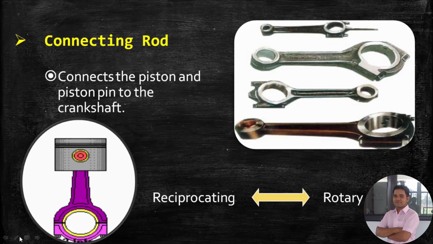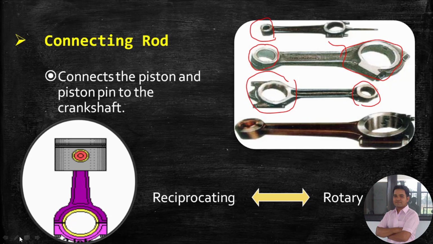Construction of the connecting rod: if we observe this picture, we can say that the connecting rod has two ends. One we call the small end, and the other we call the big end. Now this connecting rod connects the piston, with the help of the piston pin, to the crankshaft, and this is the important parameter which helps us convert the reciprocating movement of a piston into the rotary movement of the crankshaft.